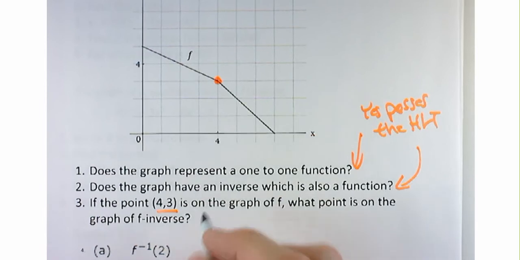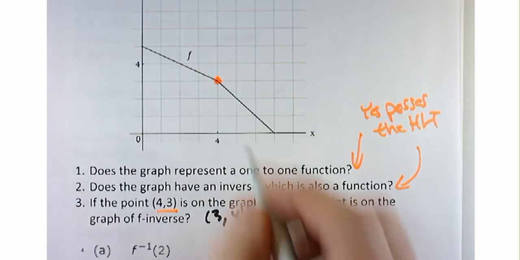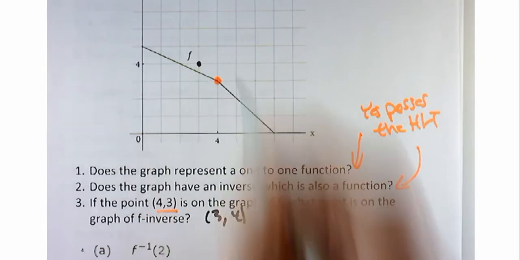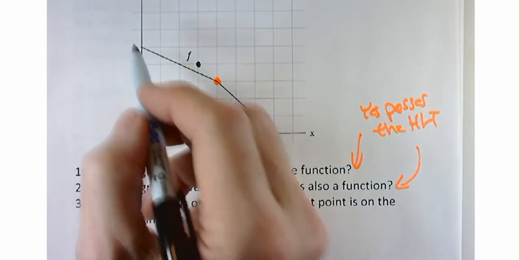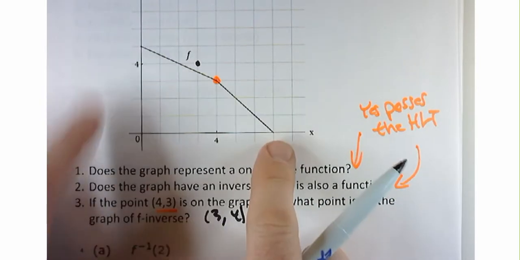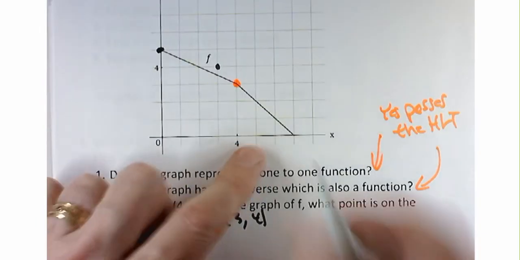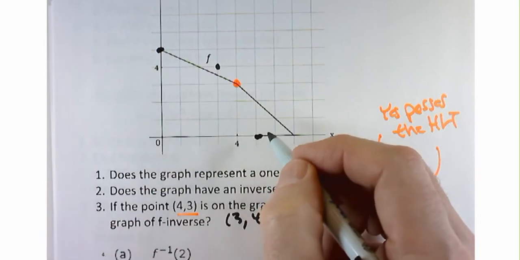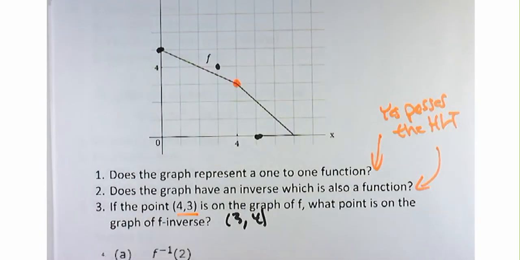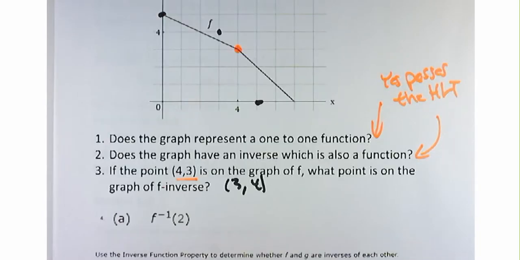3, 4. So 3, 4. So there. In fact, if you reverse a couple of these, so this one is at 0, 5, that means the point at 5, 0 is here. You can actually figure out what the graph of the inverse looks like by reversing just a few key points and then playing connect the dots.